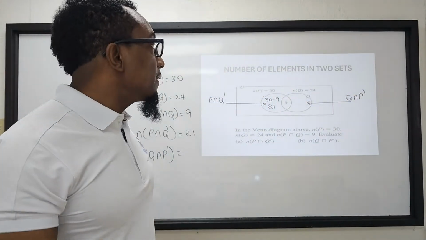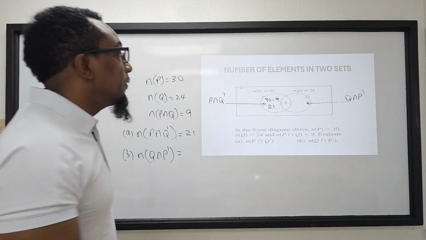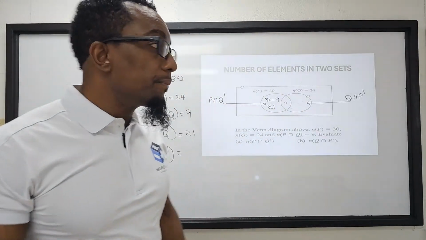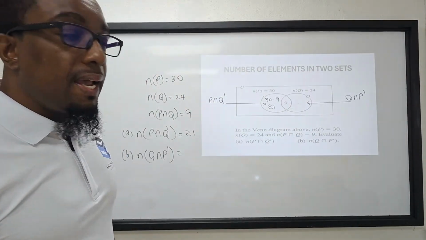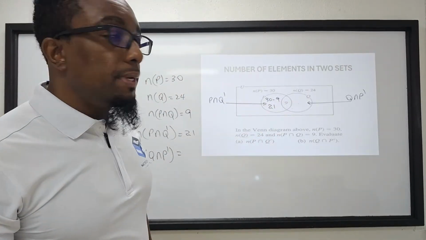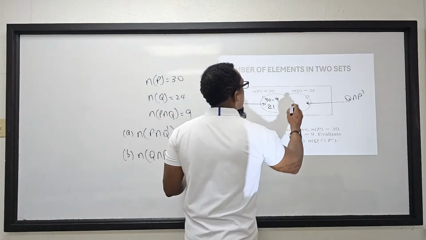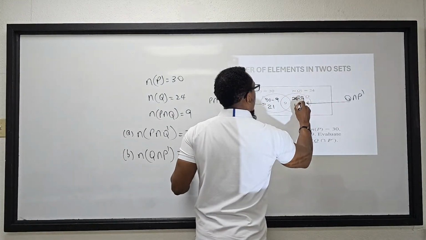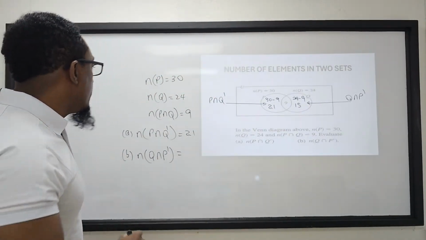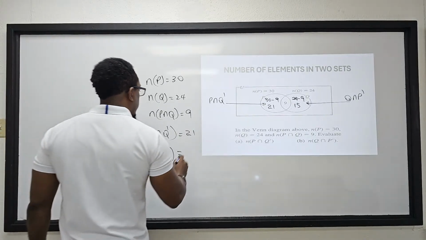Q only. So for us to find the number of elements, what we have to do, obviously, Q is the entire circle, so the number of elements in Q will be 24, and we know 9 is a part of it, 9 representing your intersection. So to determine the number of elements in Q only, I have to subtract 9 from 24, which will give me 15. So the number of elements in Q intersect P complement, or Q only, is 15.